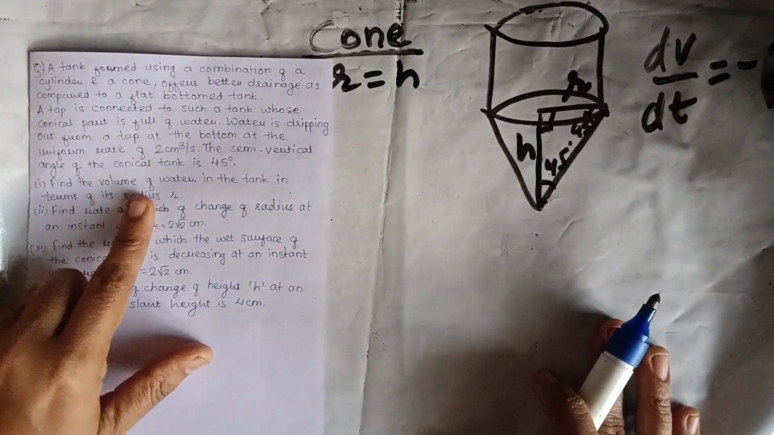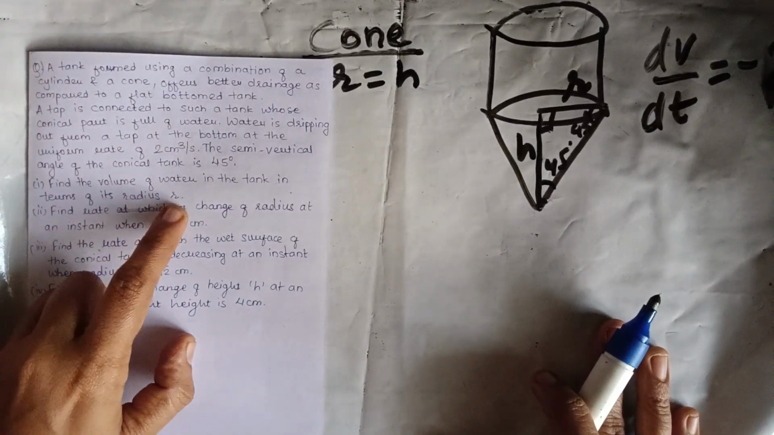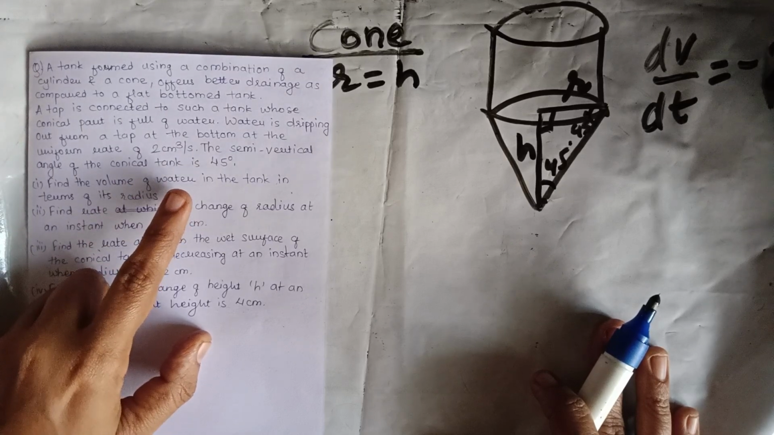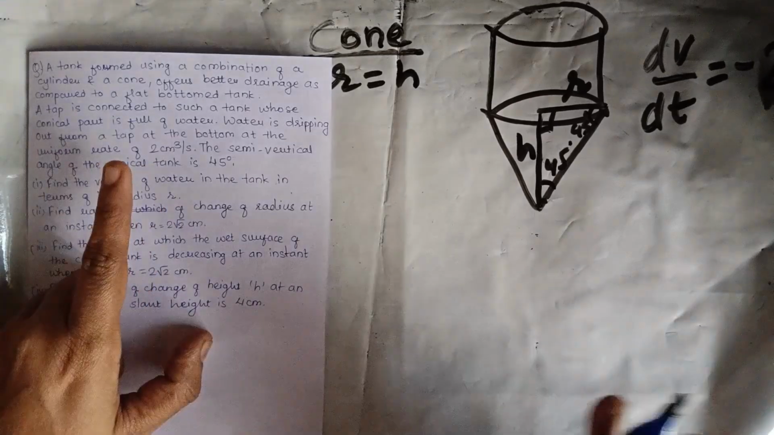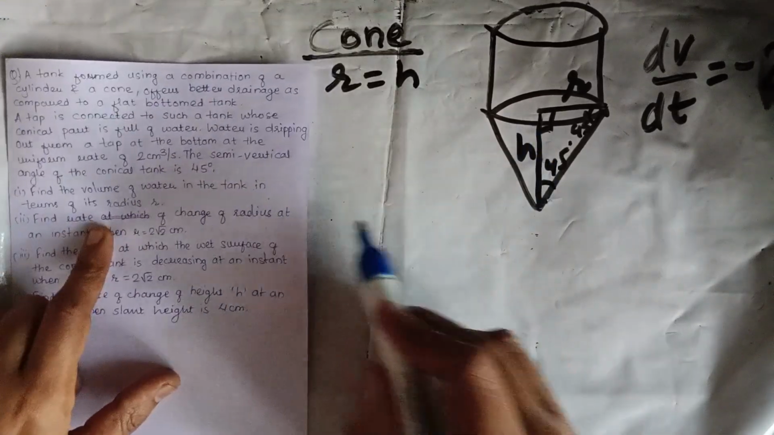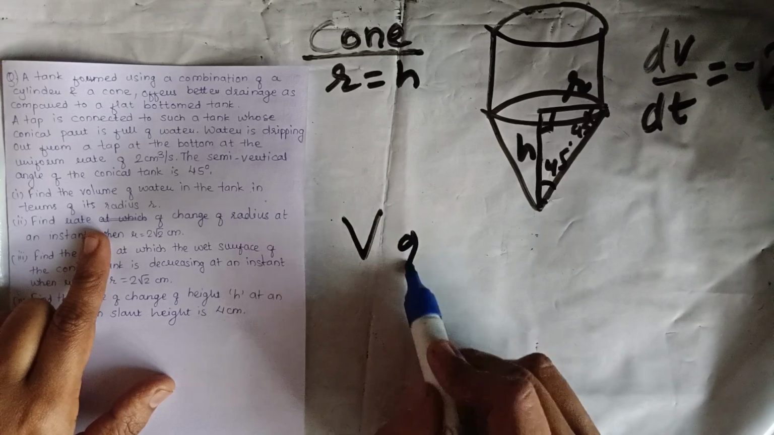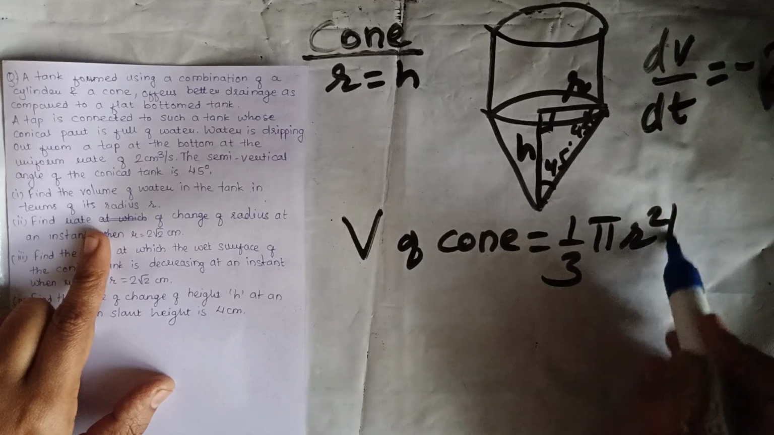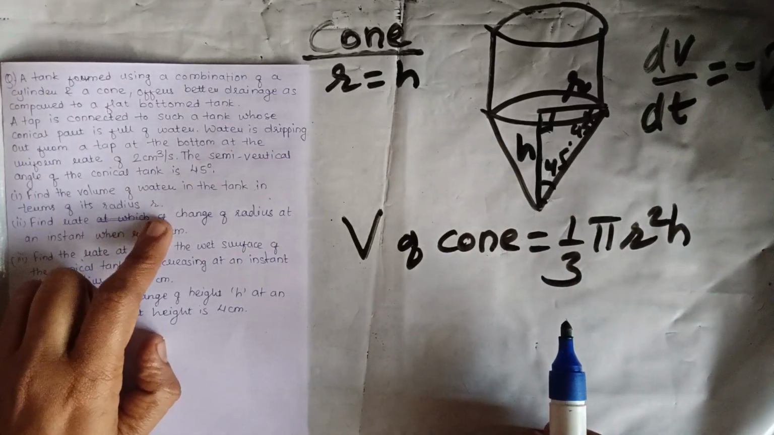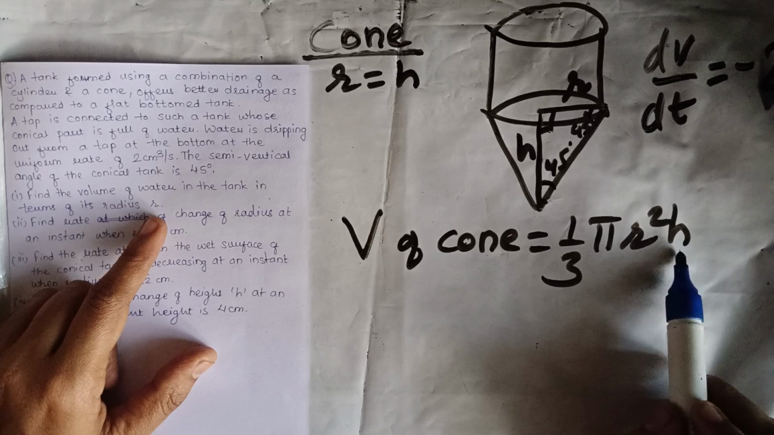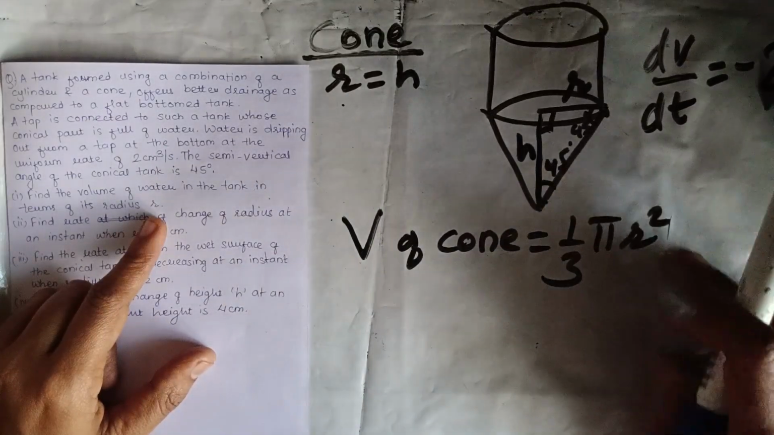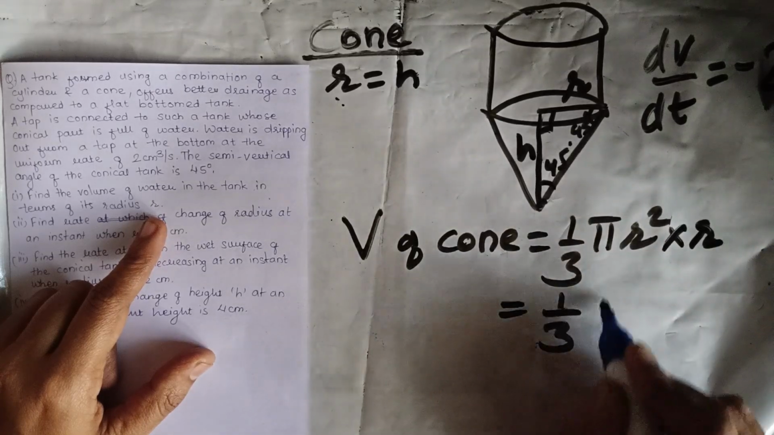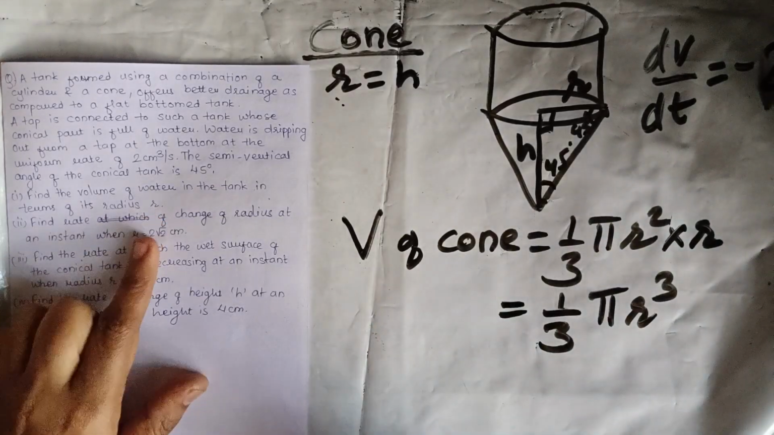Now find the volume of the water in the tank in terms of its radius r. Okay, volume of the water in the tank, they have given that only the conical part is full of water. So volume of the cone is 1 by 3 pi r square h, and we want it in terms of radius. So in place of h you have to substitute r, that is h is equal to r, so we can substitute here r. So it will be 1 by 3 pi r cube.